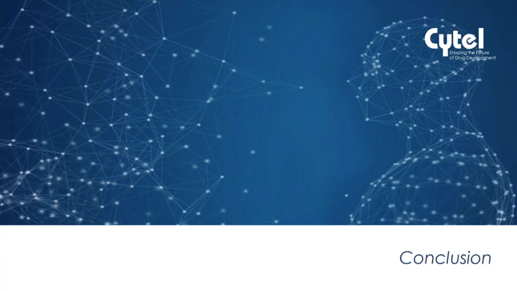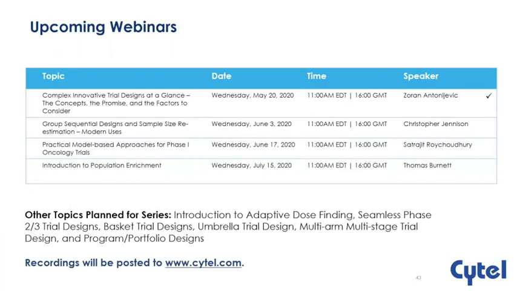So we just have one last slide here. This slide shows the schedule of upcoming webinars as part of this new series that Cytel is launching on complex innovative trial designs. So you'll see that our next webinar by Professor Jennison is on Wednesday, June 3rd at 11 a.m. Eastern Time, and we'll be covering group sequential designs and sample size re-estimation.